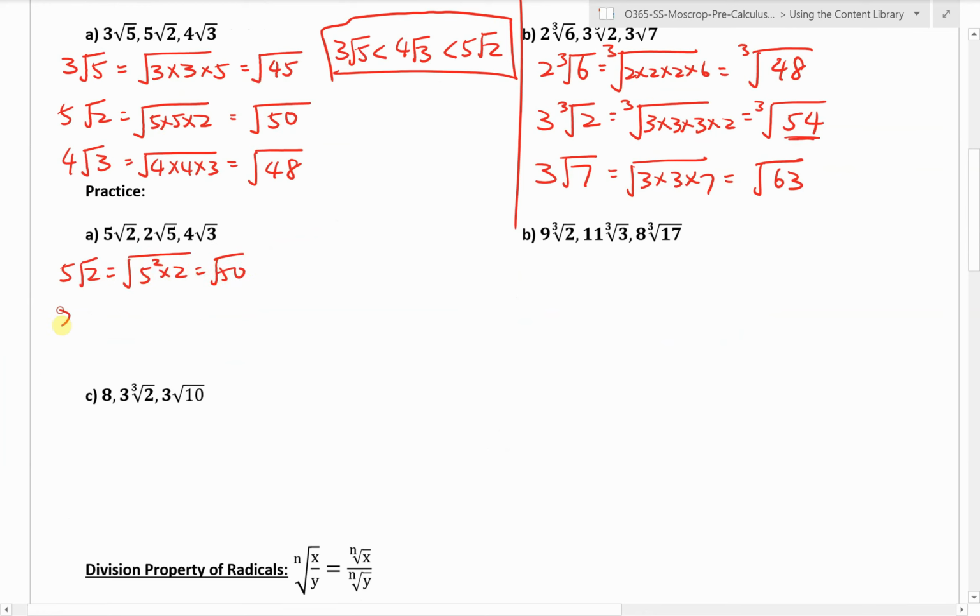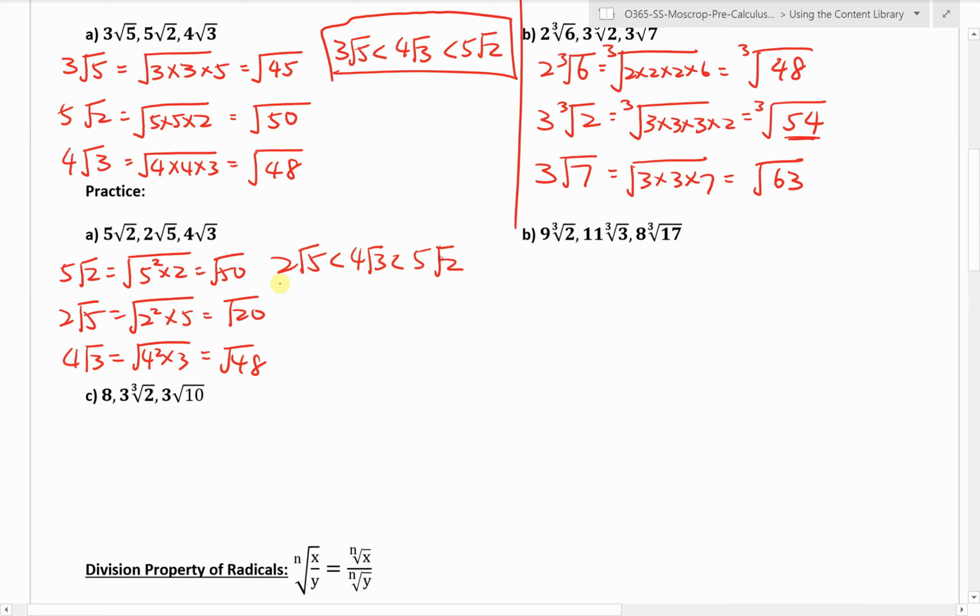So that's root 50. 2 root 5 is the same thing as the square root of 2 squared times 5, which is root 20. 4 root 3 is the same as the square root of 4 squared times 3, which is root 48. Okay, so then in this case, 2 root 5 is smallest, followed by 4 root 3, and then 5 root 2. Okay, so that's the first one.